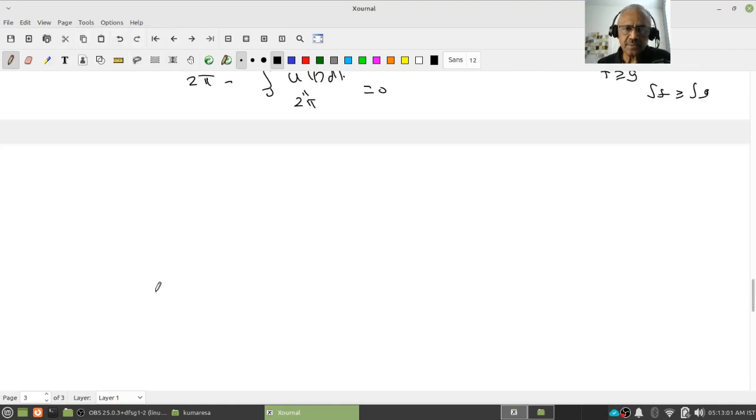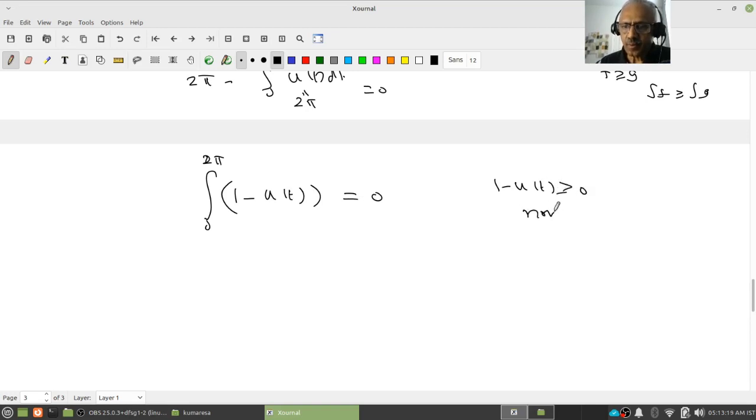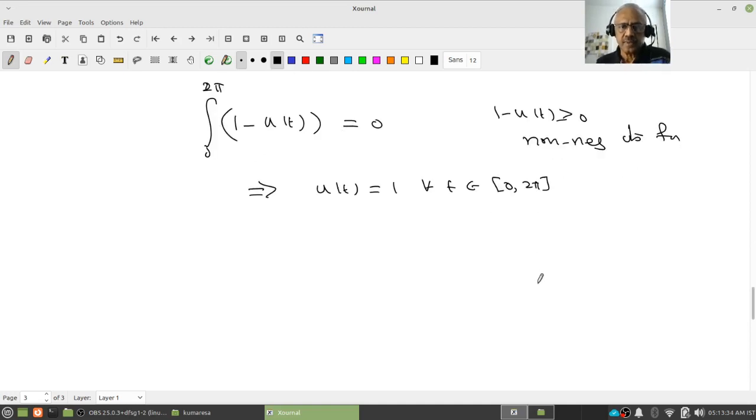So let us try to understand what I have done. I have the integral from 0 to 2 pi of 1 minus u of t dt. This must be greater than or equal to 0, but it is actually 0. But 1 minus u of t is a non-negative continuous function. Right? Its integral is 0. Then that means u of t is 1 for all t in 0 to pi. Okay, this is a well-known result.